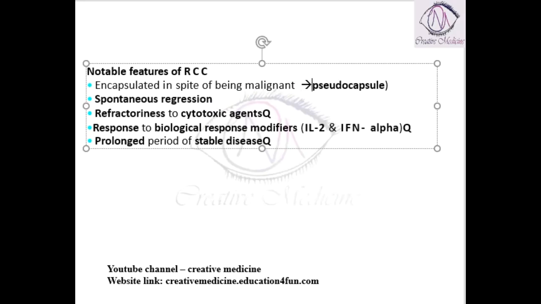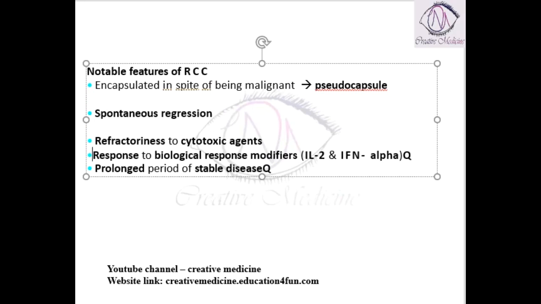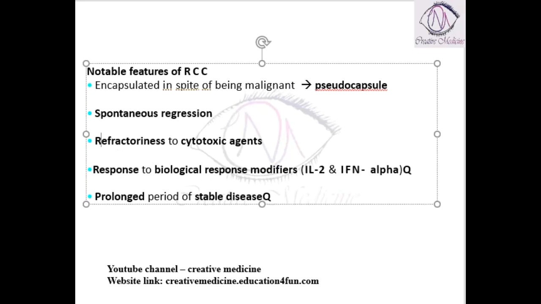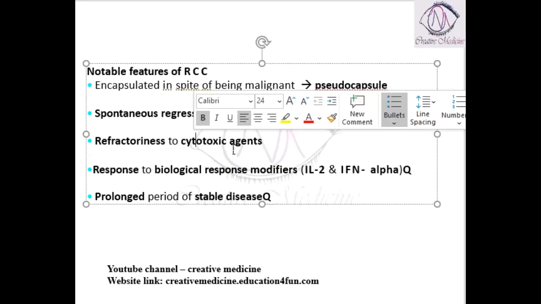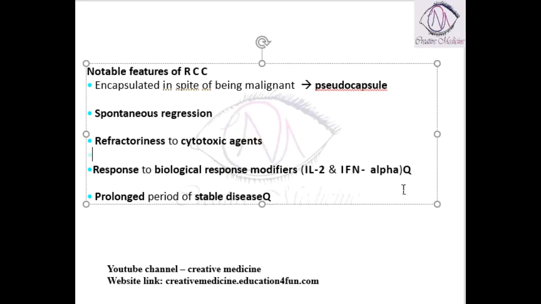But renal cell carcinoma is one of the tumors which is encapsulated, and spontaneous regression occurs in renal cell carcinoma. Then one more important thing is that it is refractory to cytotoxic agents. It does not spread easily, it undergoes spontaneous regression, and it is refractory to cytotoxic agents.